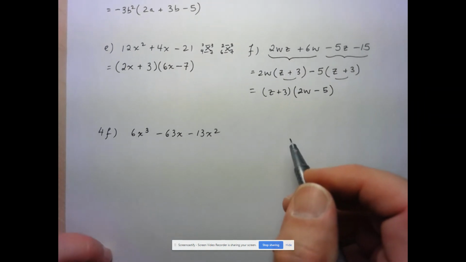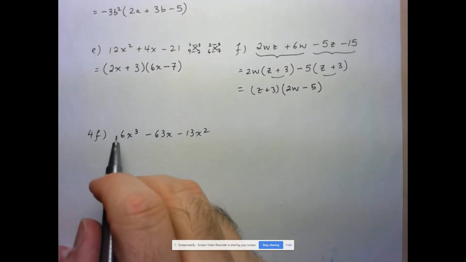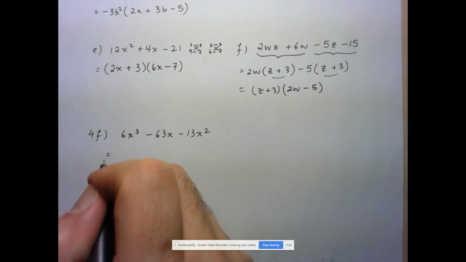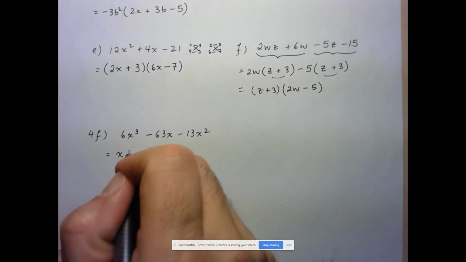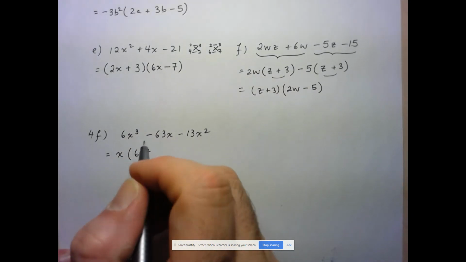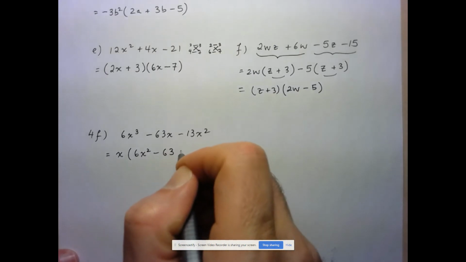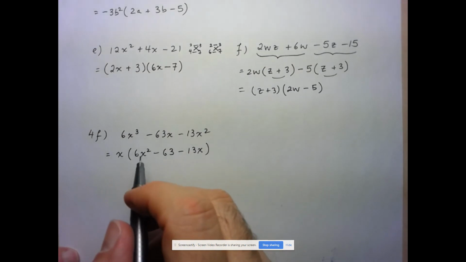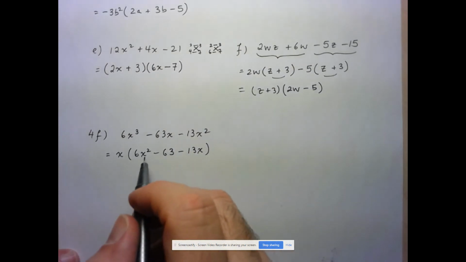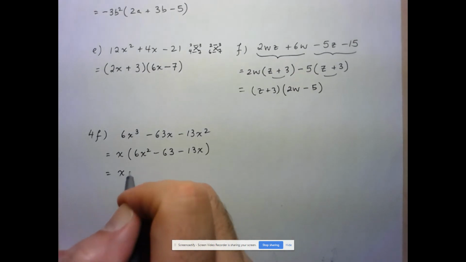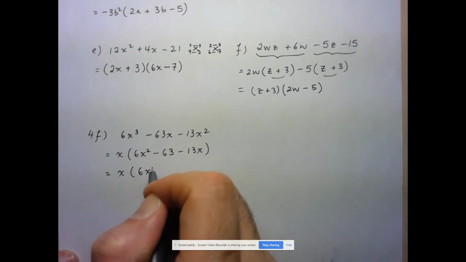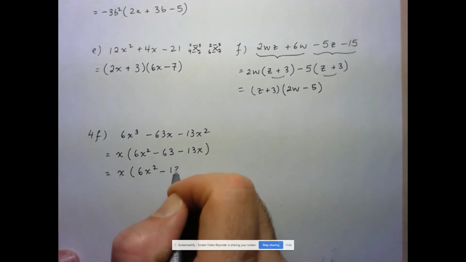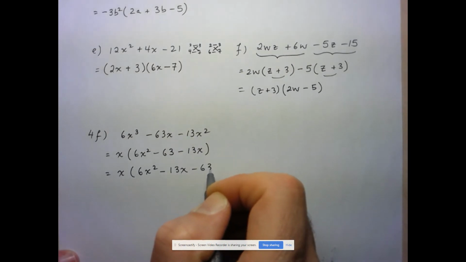The last one we're going to look at is for f. So here, I don't notice any numerical common factors because of that 13, but I do notice that they all have common factors of x. So x, so here I'm left with 6x squared minus 63, and then minus 13x. And here I notice I just have a quadratic trinomial, just not in the form that I expect to see it. So I'm just going to move things around so that it's a little more familiar. So keep the squared term in front, but here I'll put the term with x next. So minus 13x and then minus 63.